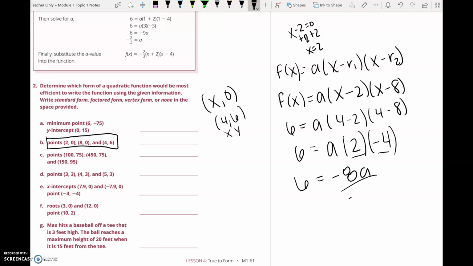If I want to solve for a, I'm going to divide by -8. It is totally fine. That is not a whole number. So you could write this as -6/8, or if you wanted to be fancy and reduce it with your calculator, -3/4. Go back up to your original and plug it in.